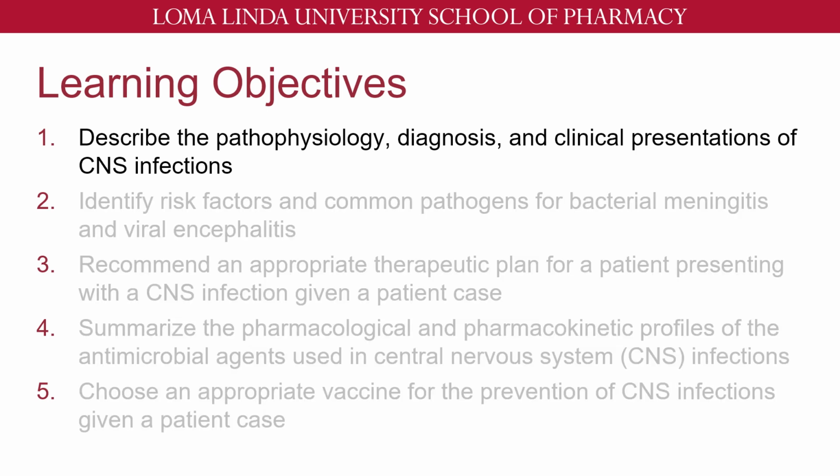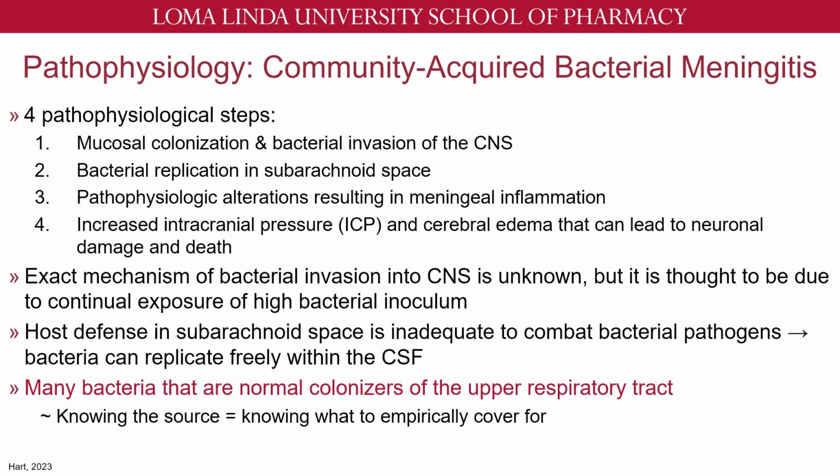Our first learning objective that we'll focus on is to describe the pathophysiology, diagnosis, and clinical presentations of CNS infections. So again, remember how we differentiated the classification? So this is the pathophysiology of community-acquired bacterial meningitis. So we're thinking of our normal person living out in the community, a normal healthy human person who acquires bacterial meningitis.